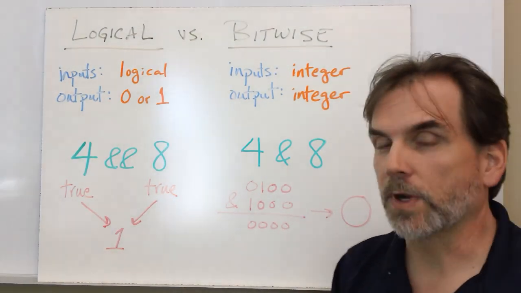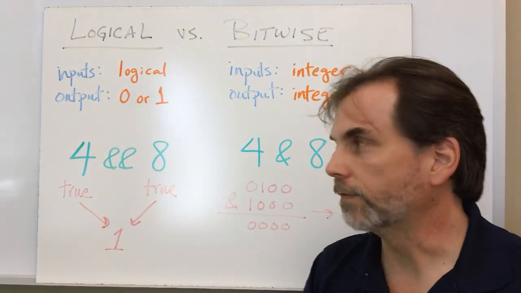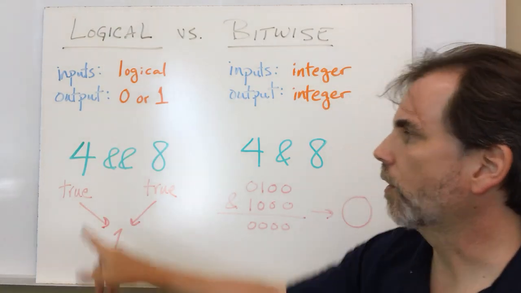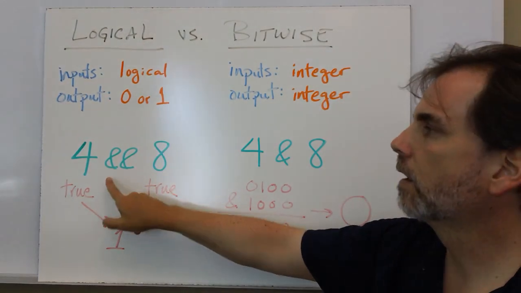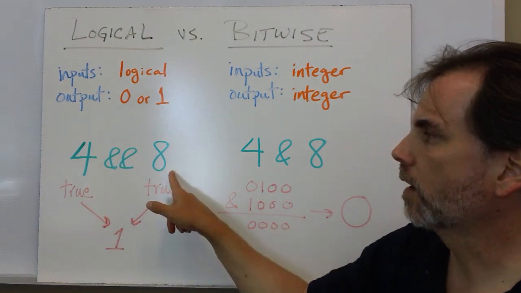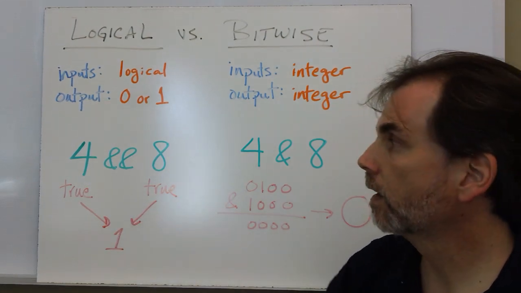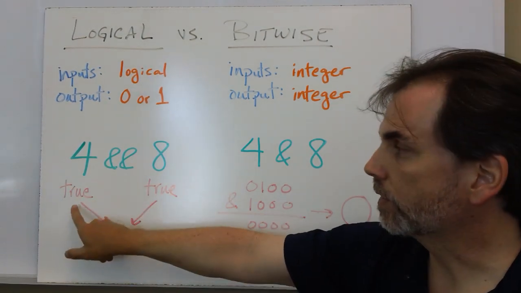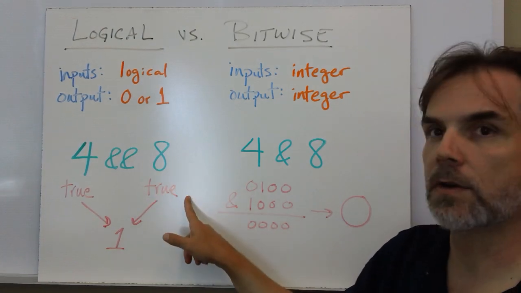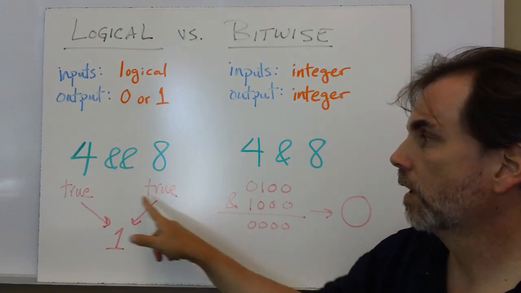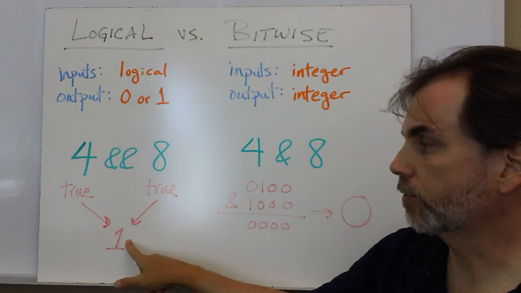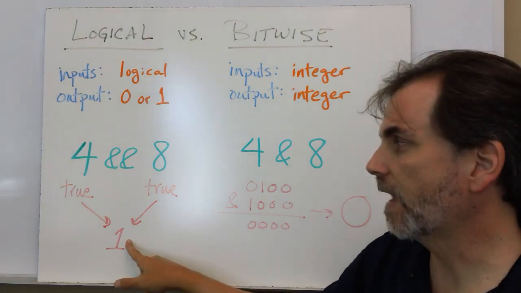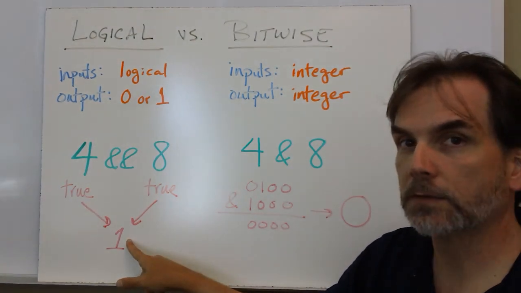Let's look at a case where you get different answers for these two operators. So here we have logical AND applied to the values 4 and 8. 4 is non-zero, so it's true. 8 is non-zero, so that's true. True and true is also true, so the result of evaluating this expression is 1.